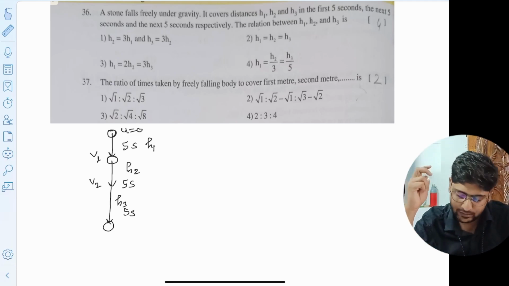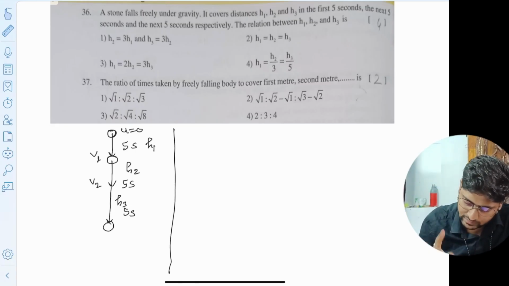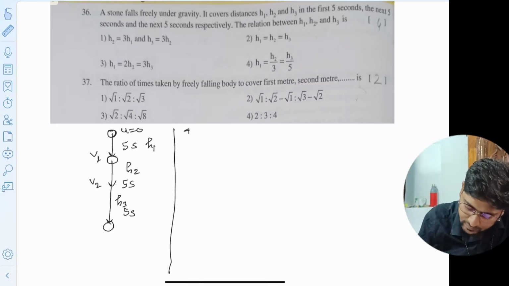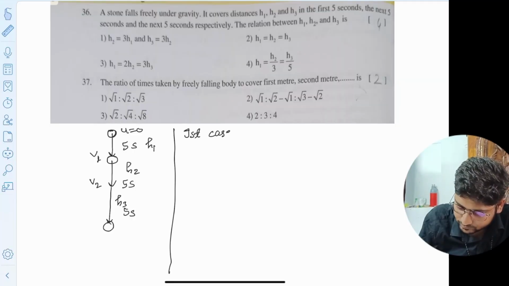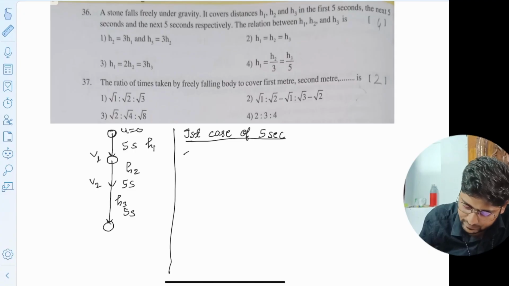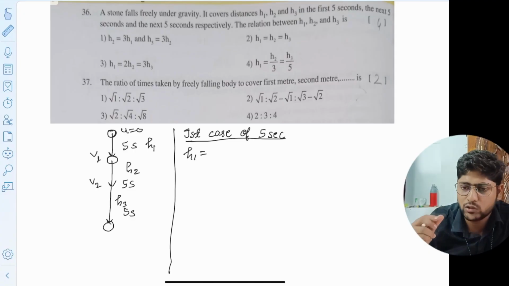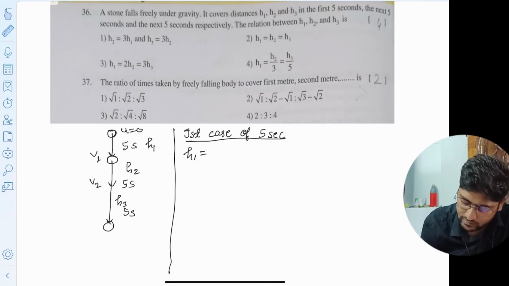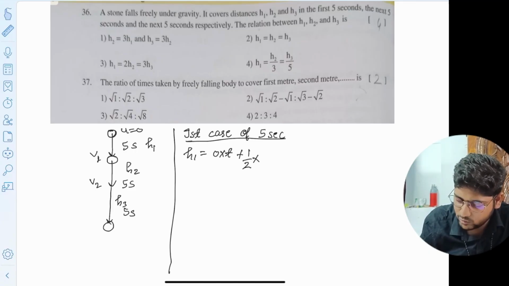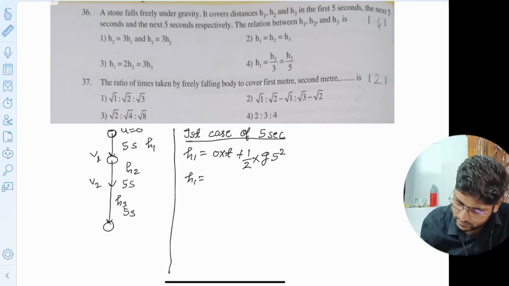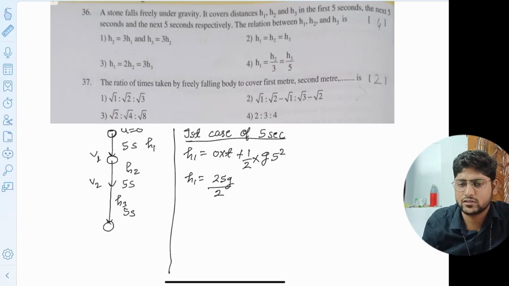We have to find the relation between h1, h2, and h3. So the first case, of 5 seconds: height h1 equals ut plus half at square, where u is 0. So 0 into time 5 seconds, 0 will be there, plus half into acceleration g into time 5 square. So h1 equals 25 g by 2.